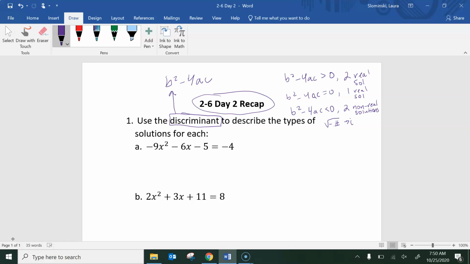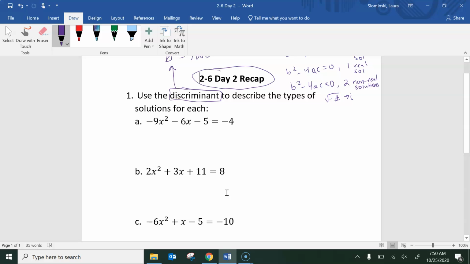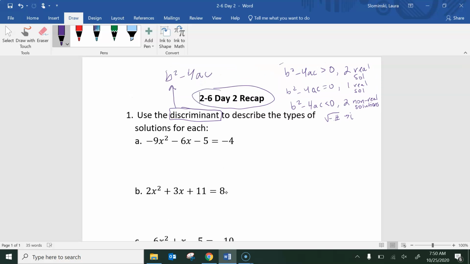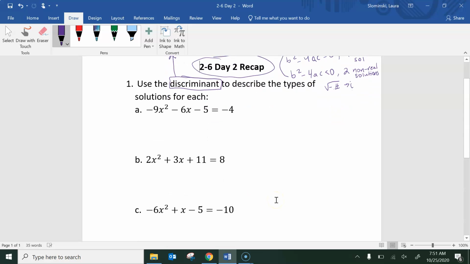All right, so if you're asked to use the discriminant to describe the types of solutions, we're just using this idea. You're just saying two real, one real, or two non-real solutions. In order to do that, though, the first key is you must set it equal to 0 first. So you can see that this quadratic is equal to -4. Before I can do the discriminant, I have to add 4 to both sides. That would be a common mistake. So -9x squared minus 6x minus 1 equals 0.